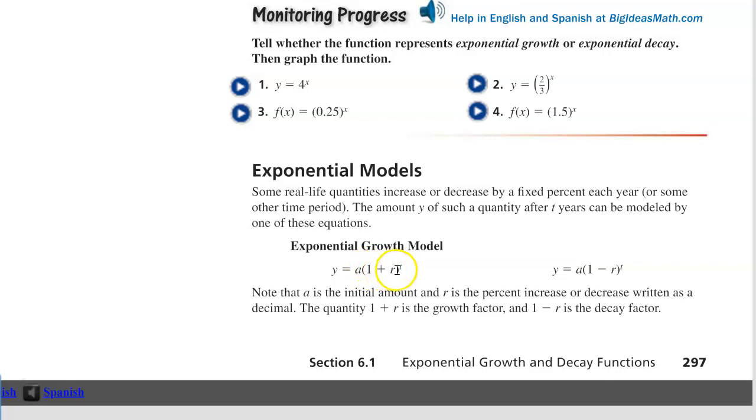So inside these parentheses, you would have 1 plus 0.2, or 1.2, which would be your b when you combine those two together. If it's a 20% decrease, you divide the 20 by 100 and it'd be 1 minus 0.2, which would be 0.8. So your b would be 0.8. So that is very important, you may want to take notes on that.